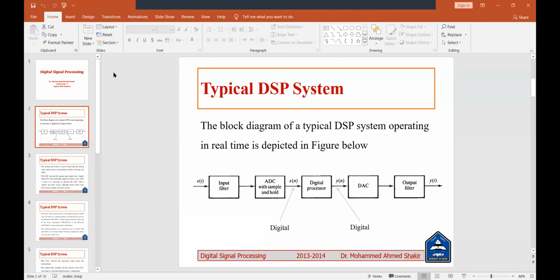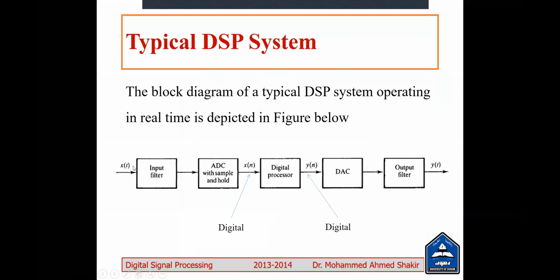The input of the system is an analog signal. After passing through the low-pass filter, at this point the signal is still analog. After passing through the ADC converter, the signal becomes what? It becomes digital, x of n. Processing the signal using the DSP processor, the output will be y of n, again still a digital signal. Now I'm going to use the D2A converter to bring the signal back to the analog form.